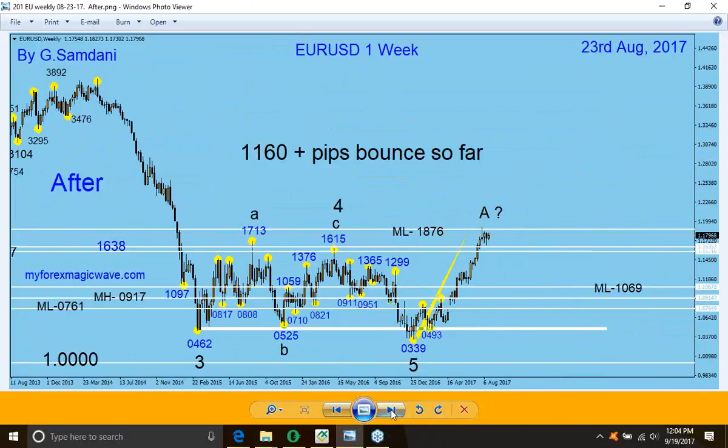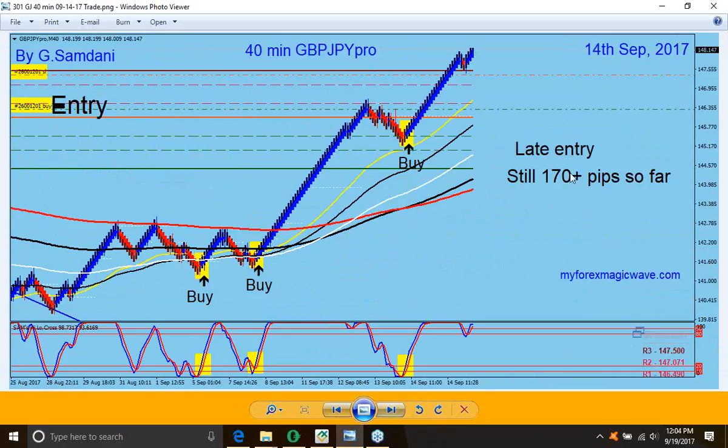Let me show you a couple more charts. You will be amazed. This is 14 September, just a few days ago. Look, the 40-minute chart, pound yen, precise entries, right? This one is for hundreds of pips. This alone from here to here is 170 pips. Even though the entry is late, I'm late almost like 40 pips. This should be a 200 pip trade.